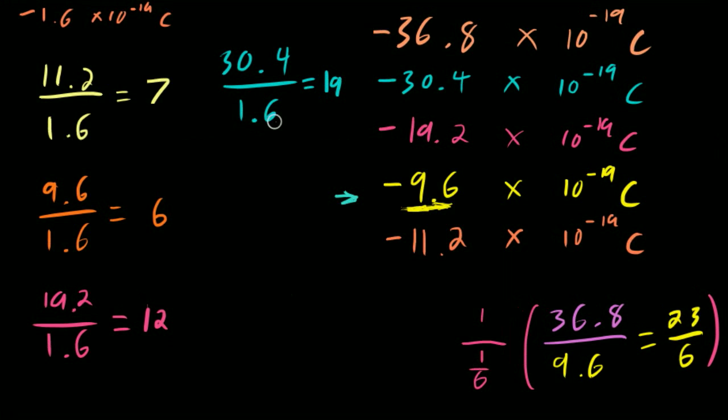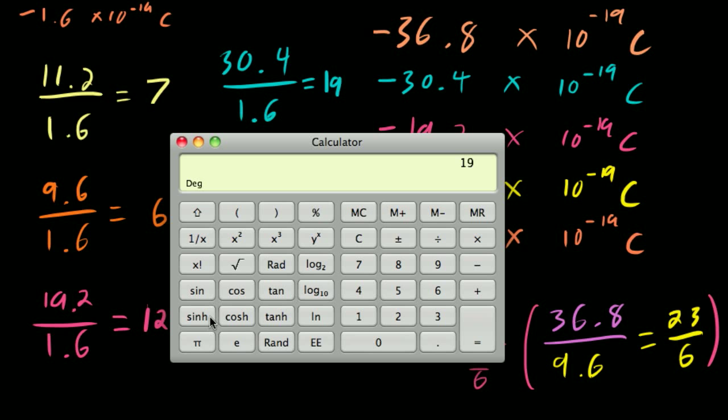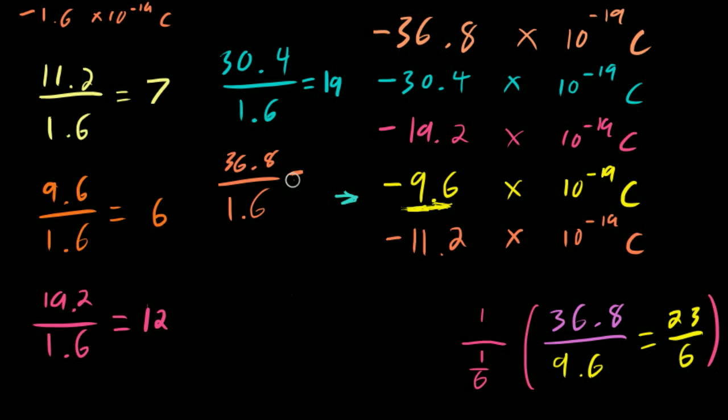So this drop, again, had a whole number of electrons, and this charge is a whole number multiple of 1.6. And then finally, let's do our last magnitude, our greatest magnitude, which is 36.8 divided by 1.6. And that gives us 23. So another whole number.